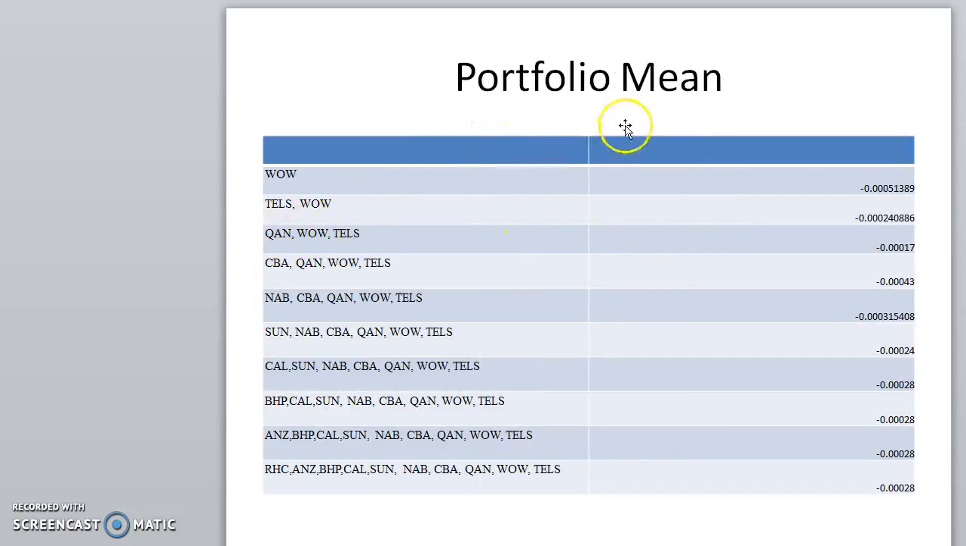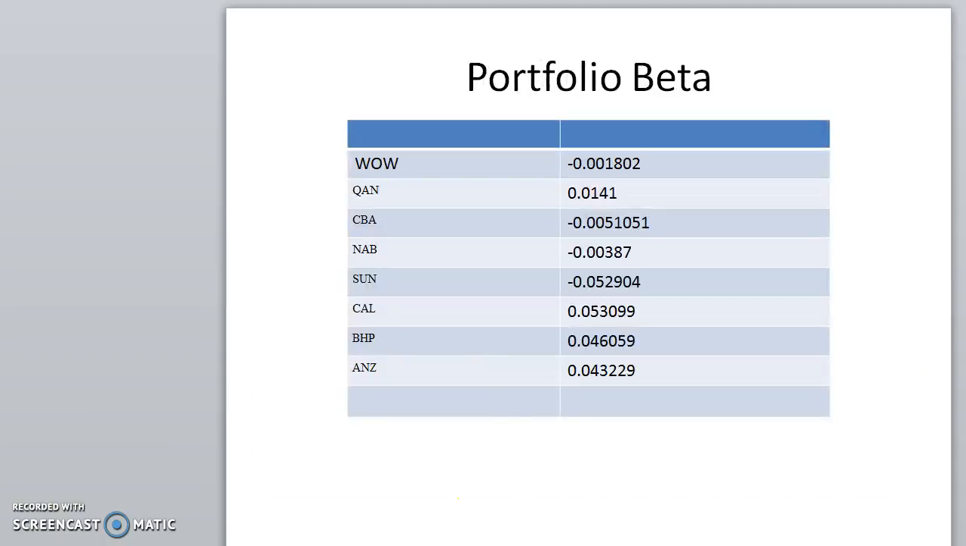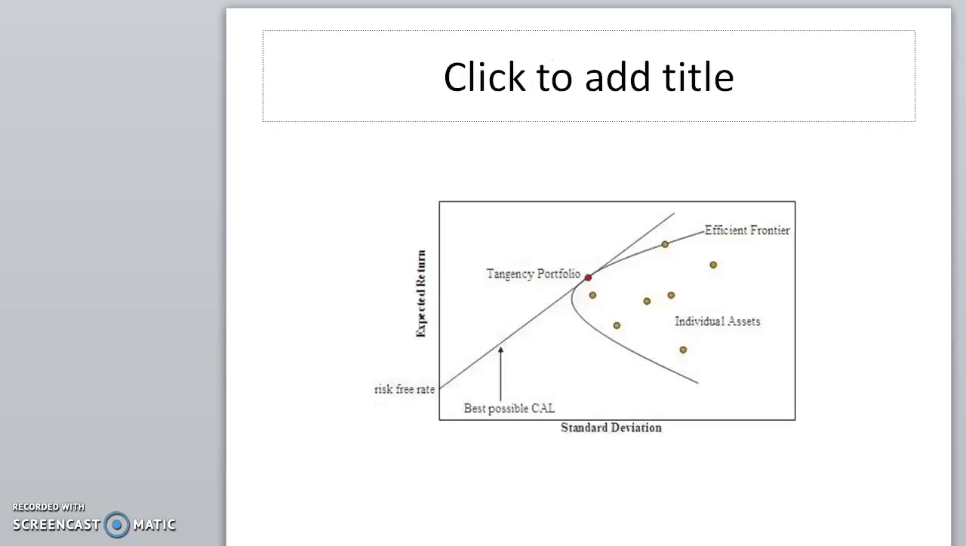Now, I have constructed a portfolio mean return of each of these with regard to the rest. We notice that the mean stabilizes after a point and is identical over the remaining portfolios. And the beta has also shown a range from negative to positive.